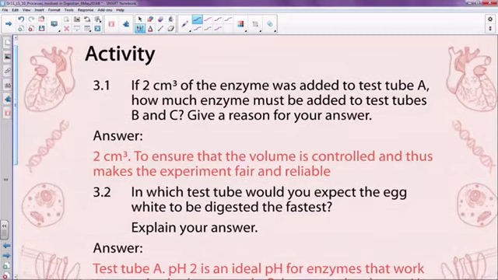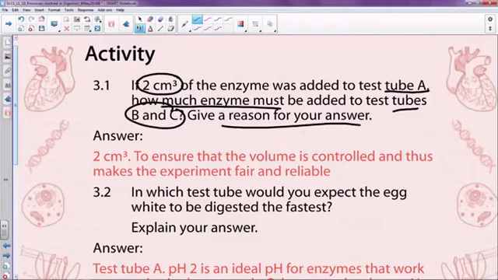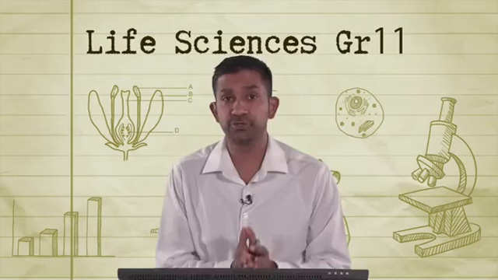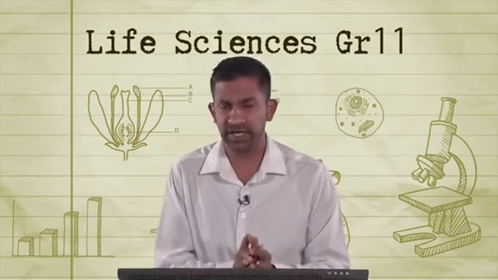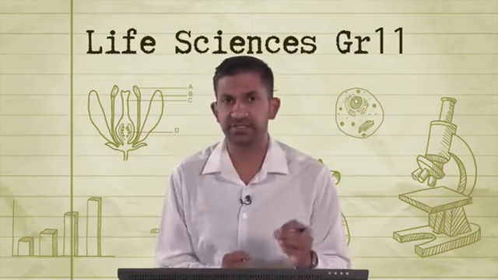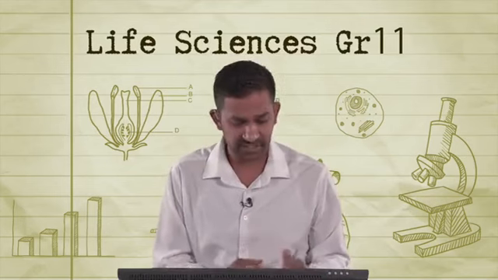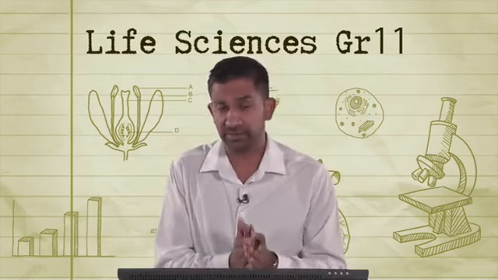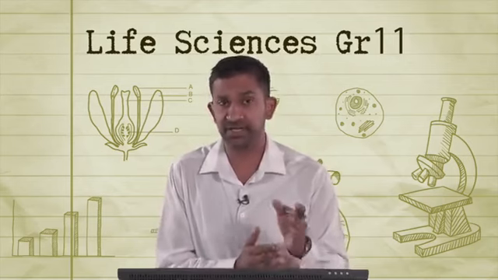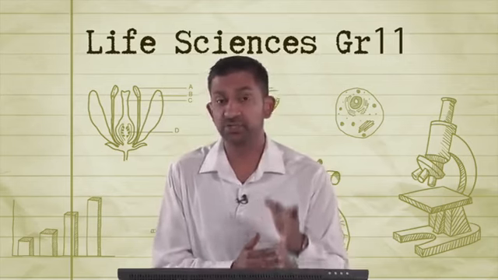So, if 2 centimeters of enzyme was added to test tube A, how much of enzyme must be added to test tubes B and C? Give a reason for your answer. So guys, when conducting any experiment, you've got to control the amount of substances that you add into all test tubes so that the variable that you're testing is not affected by changes in, in this case, the volume of enzyme that is being added.